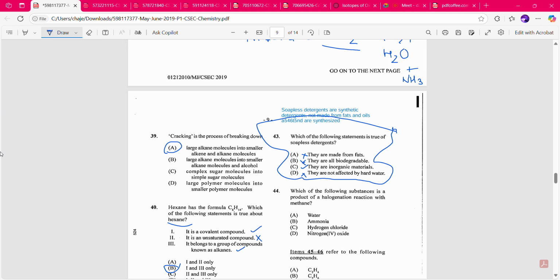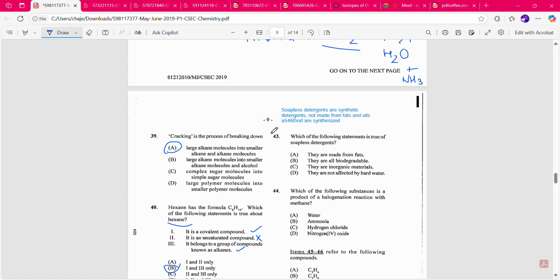Right, so not affected by hard water would have actually been correct. Soapless detergents are not affected by hard water, and the correct answer is C. C is the correct answer. Wait. I am saying one thing and this is saying another thing.